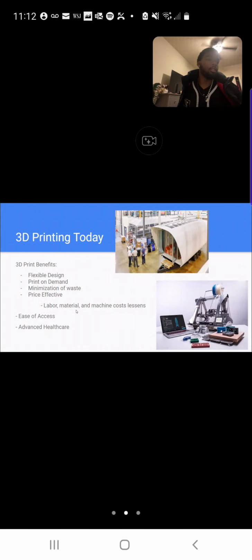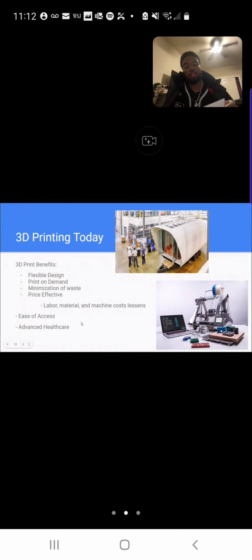Cool. So 3D printing today, we have a couple benefits. First, flexible design. This flexible design gives access to a variety of complex creations. Then print on demand. With print on demand, all design files are in a virtual library, giving users access when needed.